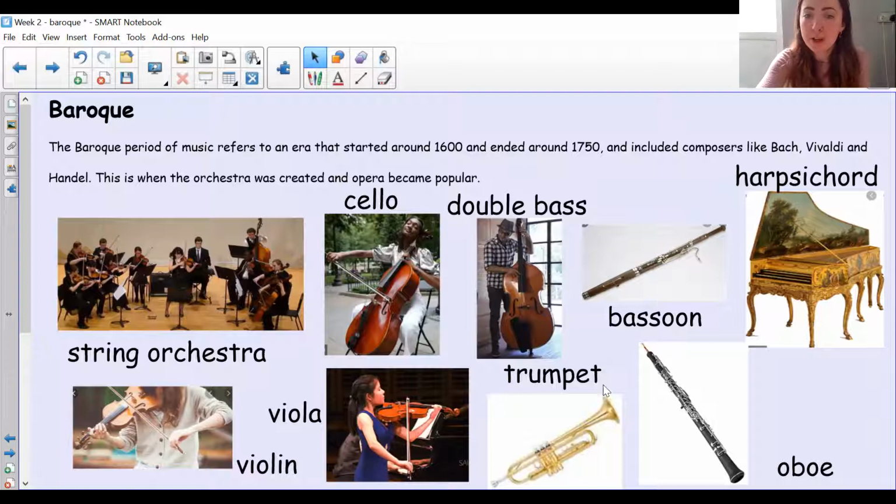It's also common to hear a trumpet. So here is a picture of a trumpet, and that's a type of wind instrument, you blow into it. And there's also often a bassoon and an oboe in the music as well. So again, two wind instruments that you blow into. And then finally, the one that I was talking about before, that you can usually hear playing throughout the song in Baroque music, is a harpsichord.